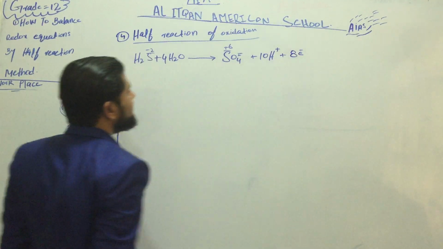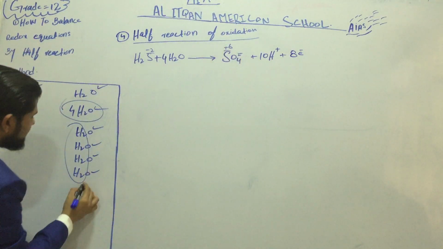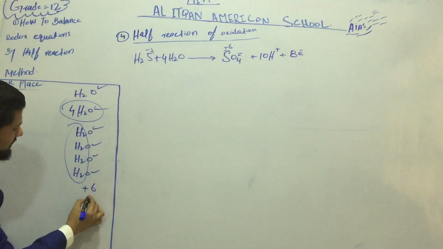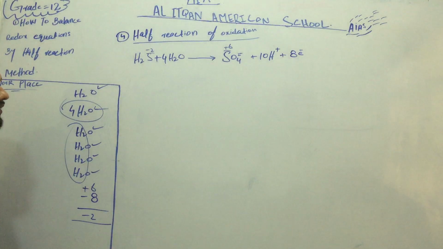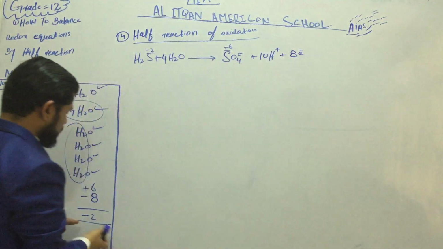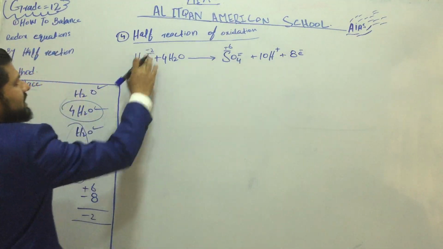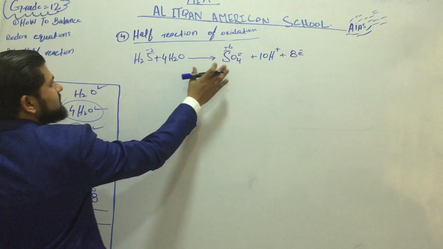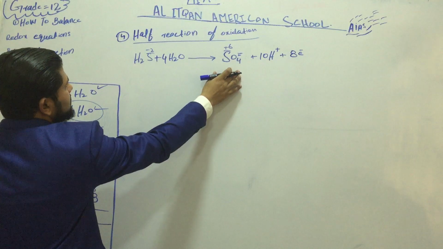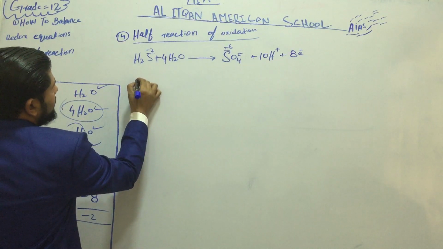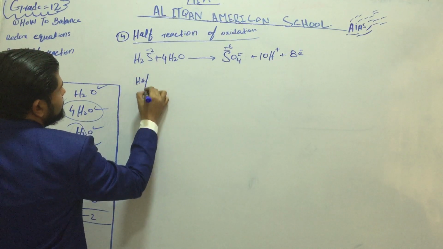If I add 8 electrons, 6 is there, plus 6, I added -8. Alright, the answer is -2. So actually, on the right hand side there is also -2, on the left hand side there is also -2. Now this equation is balanced, and the half reaction of oxidation is done. Now let's talk about the half reaction of reduction.